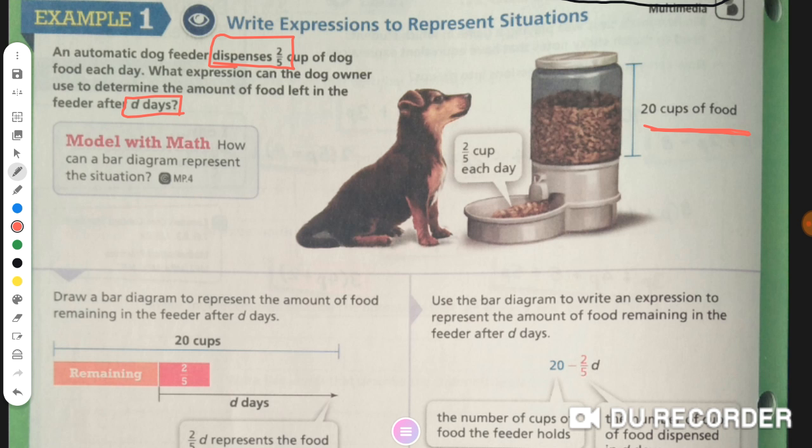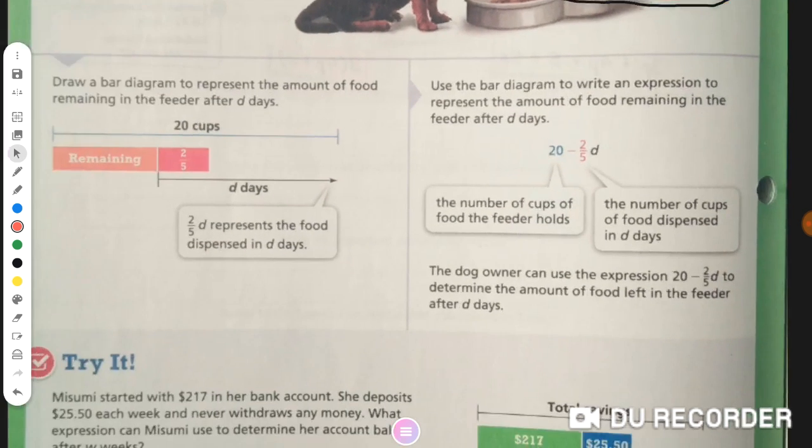Okay, but 20 cups is fixed because this feeder machine holds 20 cups. And the amount it dispenses each day is fixed. Each day, 2 over 5 cup. So I know this amount, this is the initial. So I can say how to calculate the remaining after D days, any days.